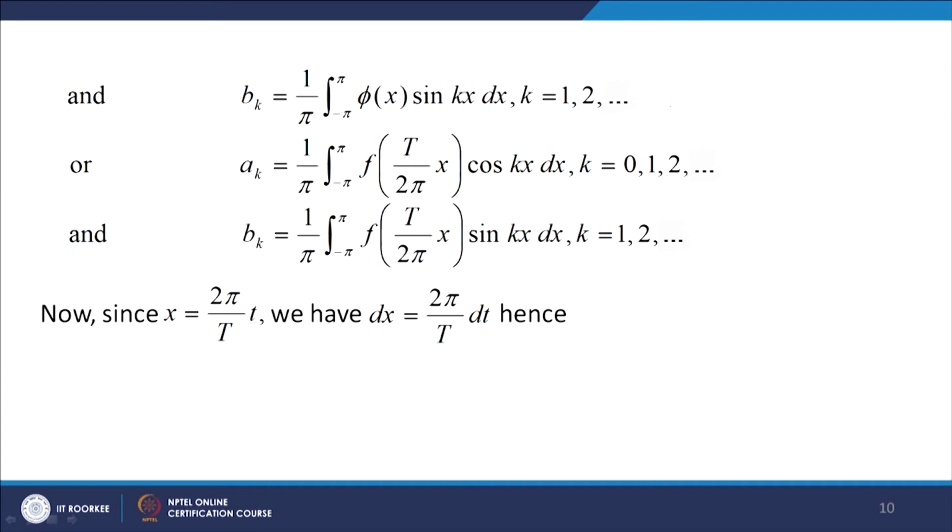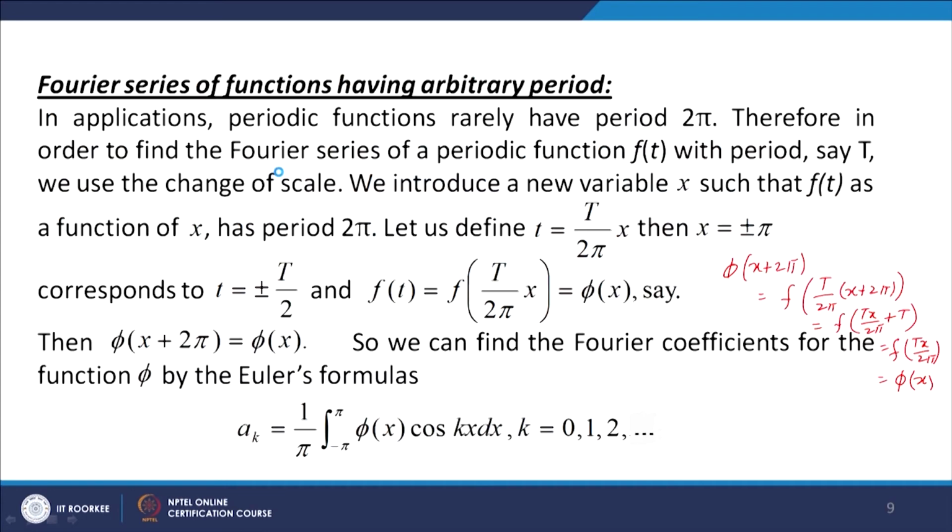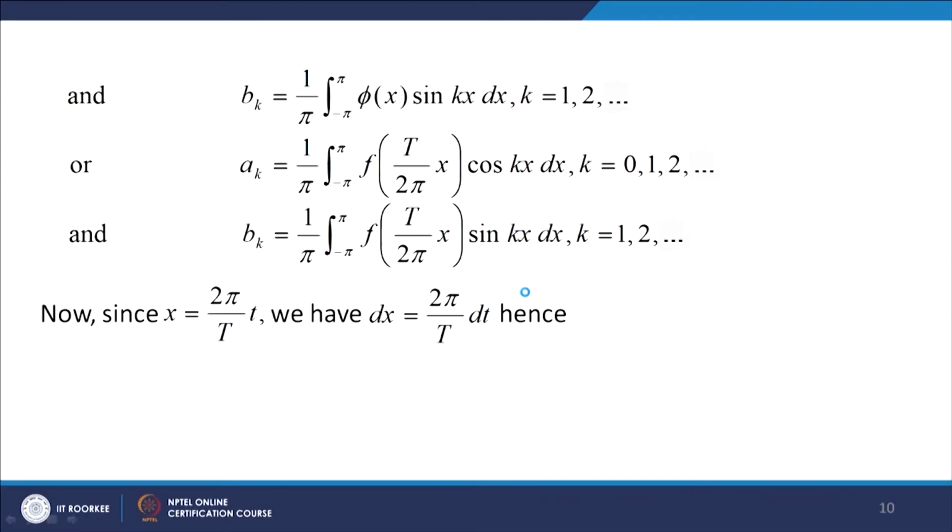Now, here a_k is equal to, let us replace phi(x) by f(t over 2 pi x), okay. Then we will get a_k equal to 1 over pi, integral from minus pi to pi, f(t over 2 pi x) cos kx dx, k equal to 0, 1, 2 and so on, and b_k equal to 1 over pi, integral from minus pi to pi, f(t over 2 pi x) sin kx dx, k equal to 1, 2 and so on.